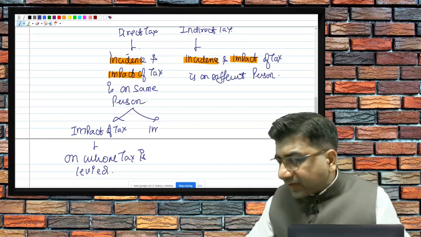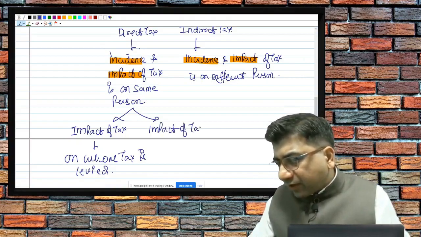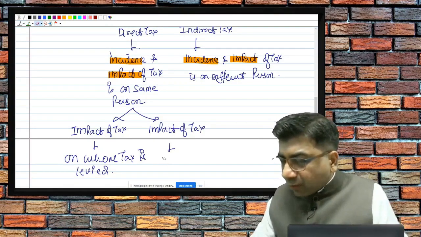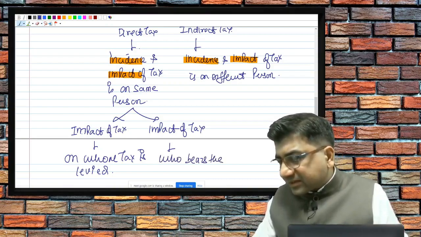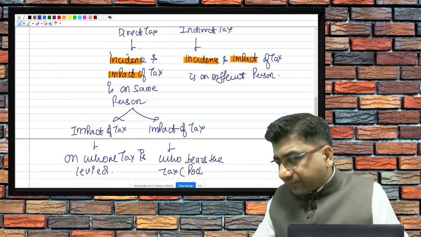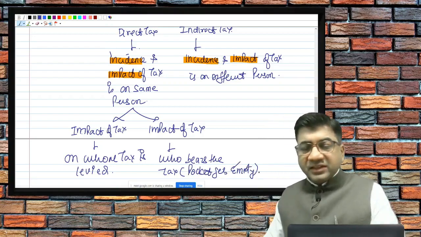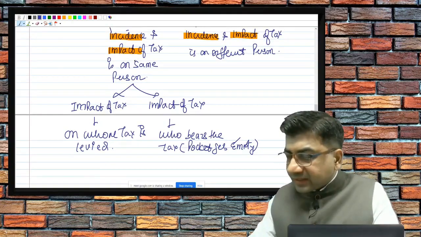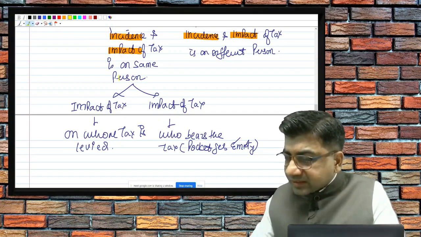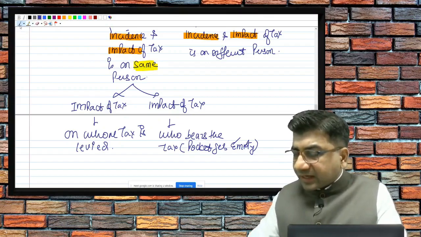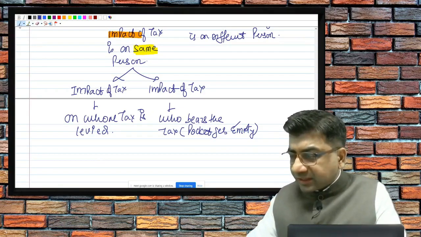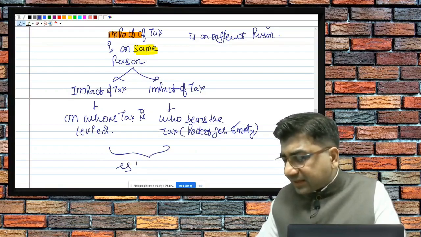And what does incidence of tax mean? Incidence of tax means who bears the tax, whose pocket gets empty. And when these two are the same person, we call it a direct tax. And as you know, an example of a direct tax is income tax, which is also in the syllabus fortunately.